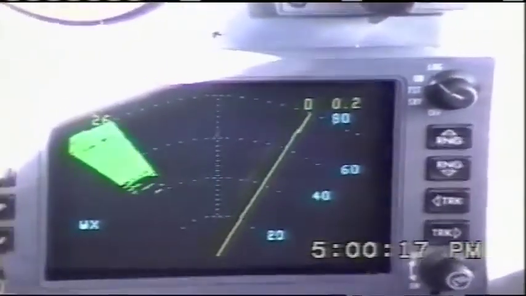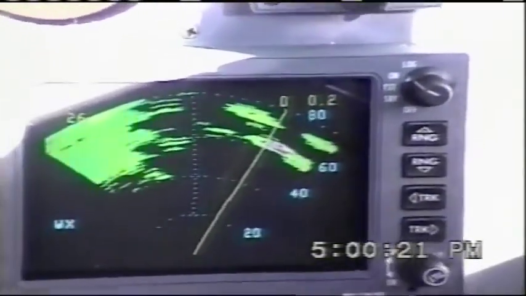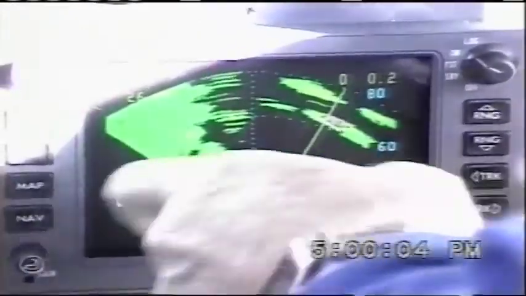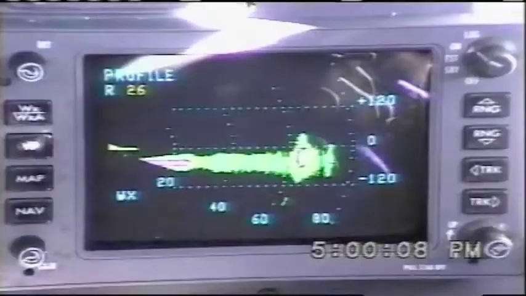Once the desired azimuth is selected with the TRK button, press the VP button to enter the vertical profile mode of operation. When VP is selected, the vertical profile screen will appear on the indicator and the radar will provide a vertical scan of plus or minus 30 degrees at the location of the horizontal track line.